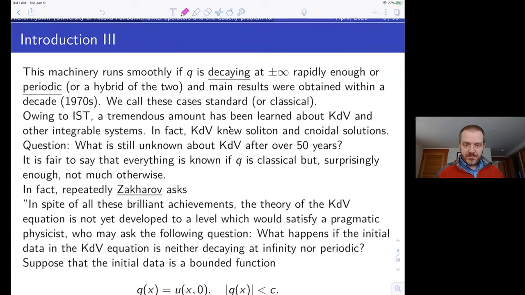As is well known, this machinery runs extremely smoothly and efficiently when Q is decaying, and then we have the inverse scattering transform, or when Q is periodic, then we have the inverse spectral transform. I would say, within a decade since 1967, a lot of results were obtained, new completely integrable systems were invented, or uncovered, I would say. And of course, a tremendous amount of information was learned about KdV and similar and other integrable systems. You all know the richness of literature on the subject.